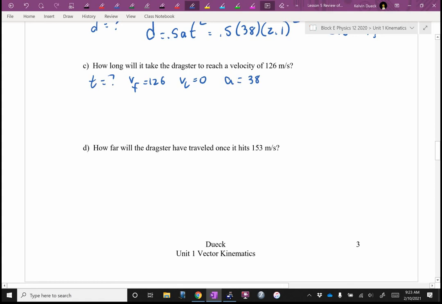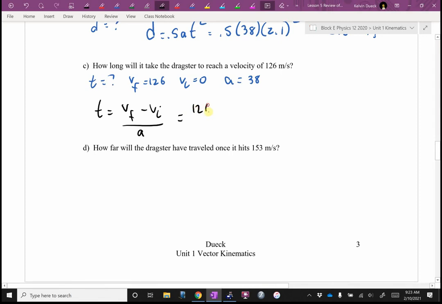Armand, I'm looking for an equation that has a VF, a VI, an A, and a T in it. And do me a favor, get the T by itself. I'll give you a hint. T equals. I disagree. I think VF minus VI over A. And in fact, since VI is zero, you could have just said it's VF over A. But usually I'll leave that in just as a placeholder temporarily.